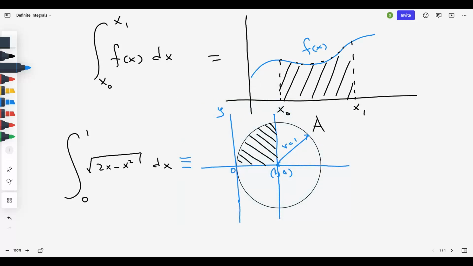A circle, but we're just interested in that quarter. And the area of a circle is pi r squared, but then we're interested in 1/4 of the area, so divided by 4, right? And then this gives us pi. Remember, we already got the radius as 1, squared, divided by 4. So this will give me pi divided by 4.